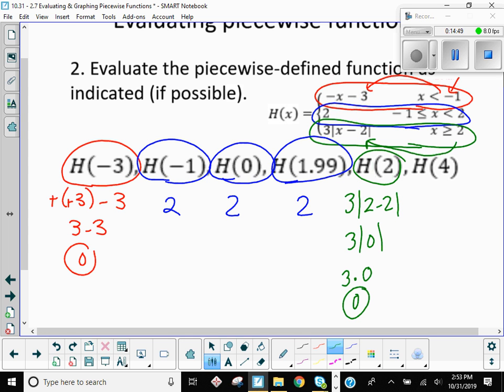And then h of 4, which domain does 4 belong to, red, blue, or green? Green. So we plug it into the green function. 3 times 4 minus 2. Do the math inside before doing the absolute value. What's the absolute value of 2? 2. And what's the operation between the 3 and the 2? Multiplication. So that is 6. Okay. Who got all those right? Very good. Proud of you.